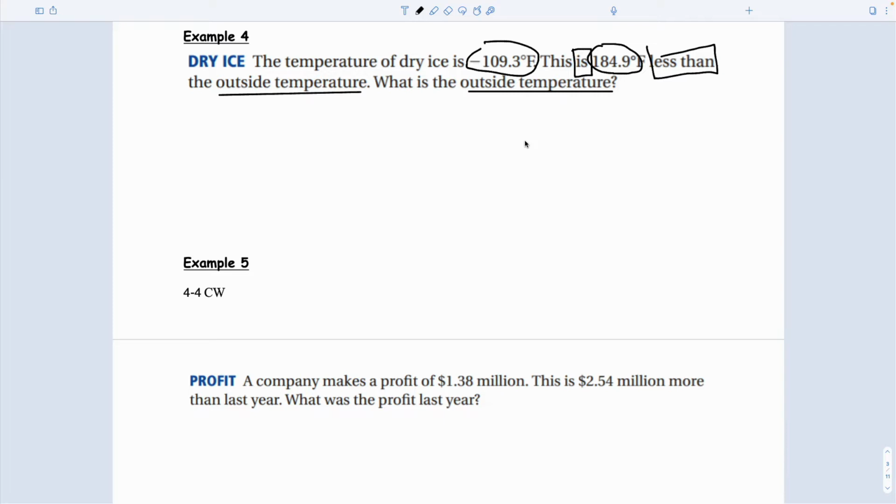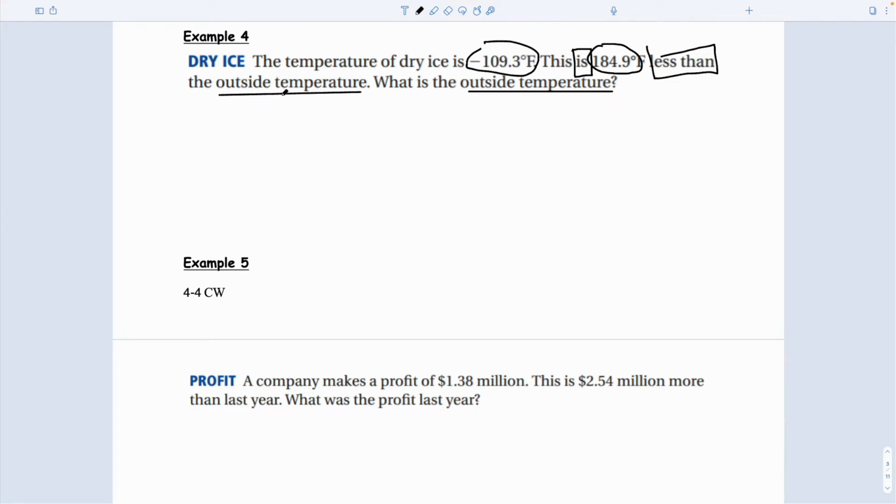The very first thing I do when I have equations is look for what I don't know. I know the temperature of dry ice. I know the temperature of kind of outside, but do I actually know the temperature of outside right now? I don't. So what could my variable be that would kind of make sense? Aiden, what's my variable?